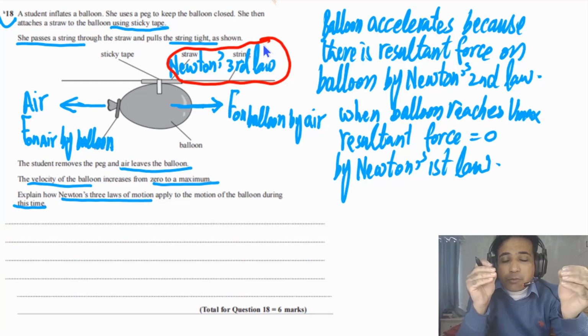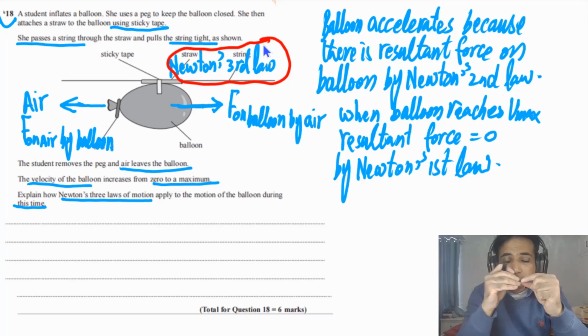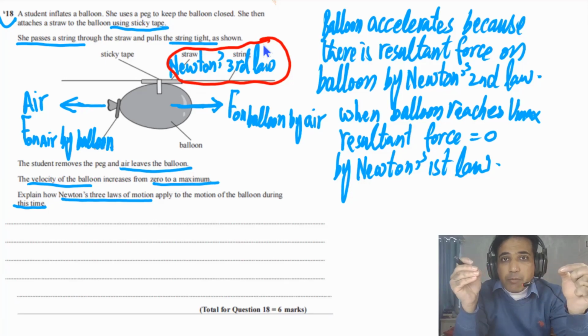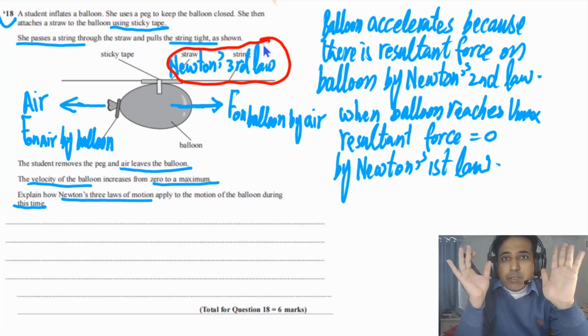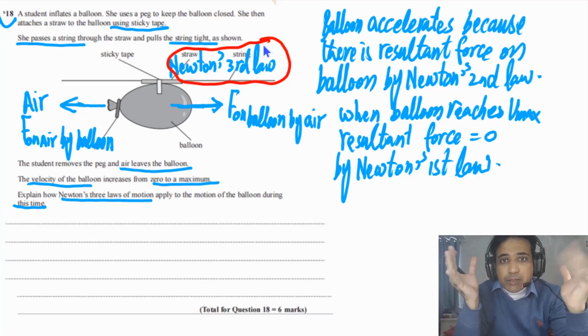And then finally, this balloon will reach a maximum value. Now we need to understand, if the speed is constant, how about resultant force? Resultant force has to be equal to 0. And this is by Newton's first law, because when speed of the balloon increases, resistive forces also increase, and they will balance the force on balloon by air, so its speed will be maximum. So these are the things we need to understand.